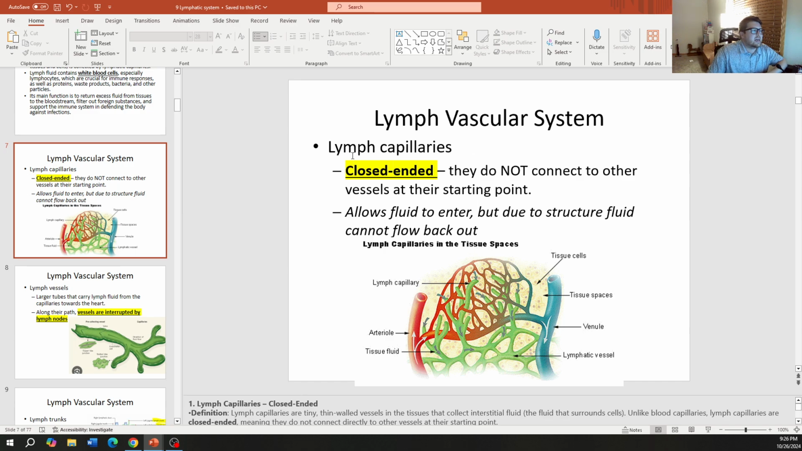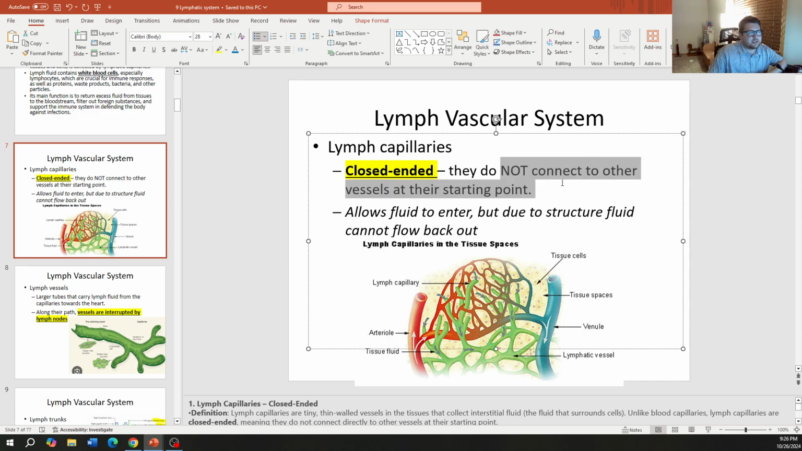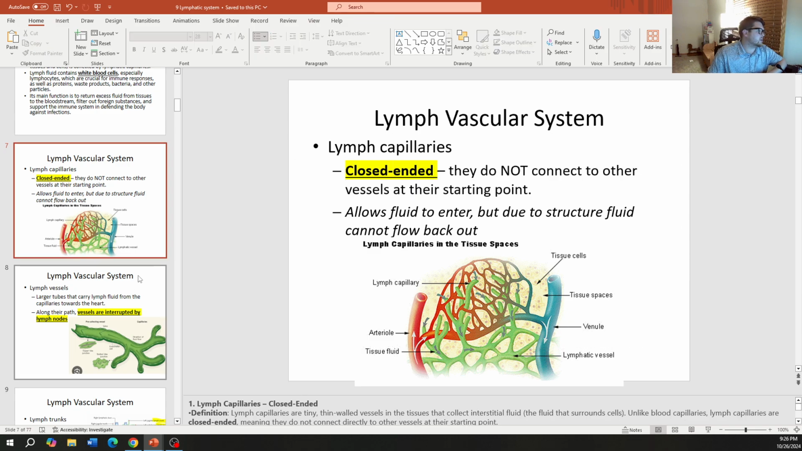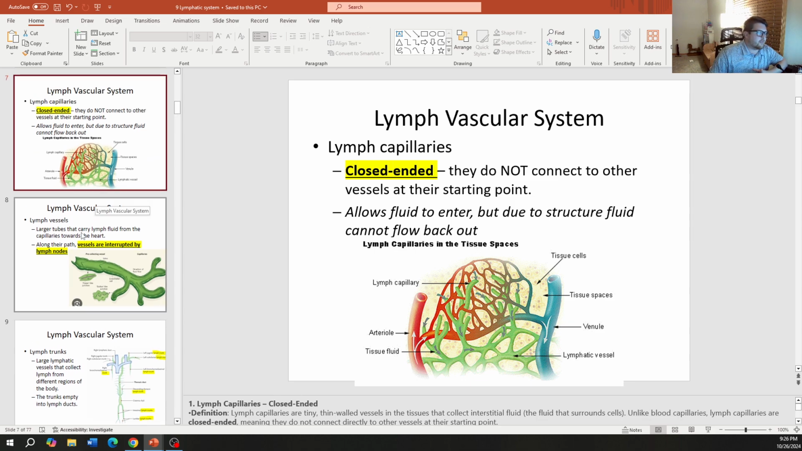Closed-ended just means they do not connect to any other vessels at their starting point. We really want to remember that with lymph capillaries. That's the way it's different from our circulatory system.